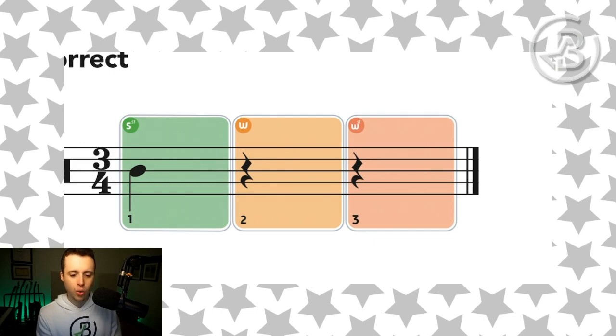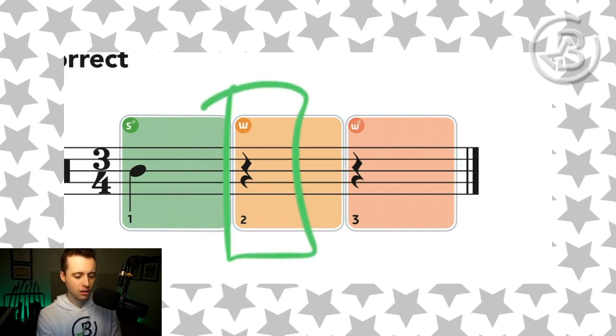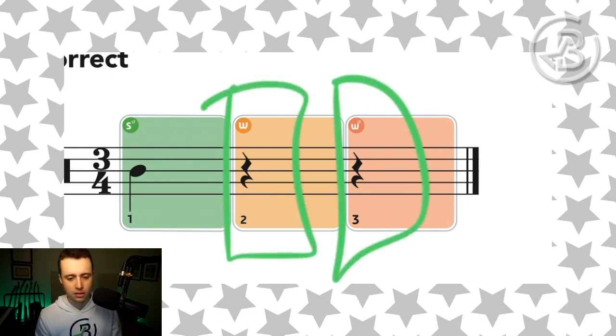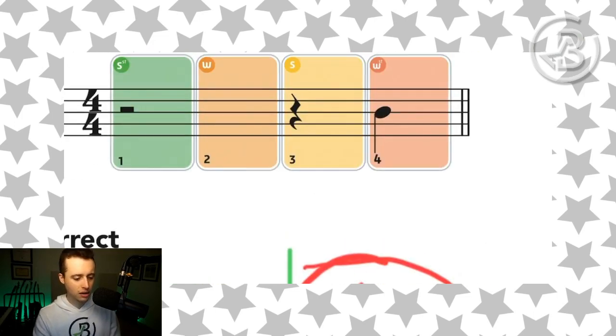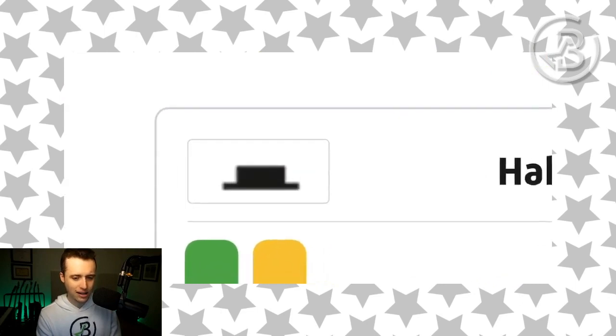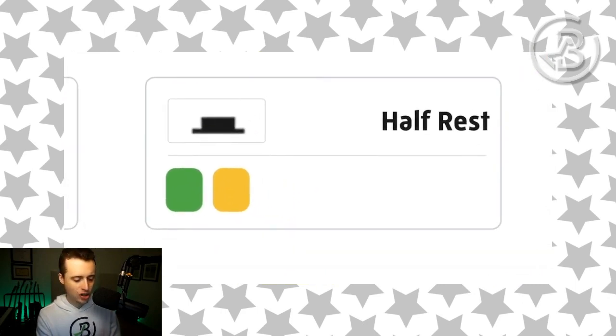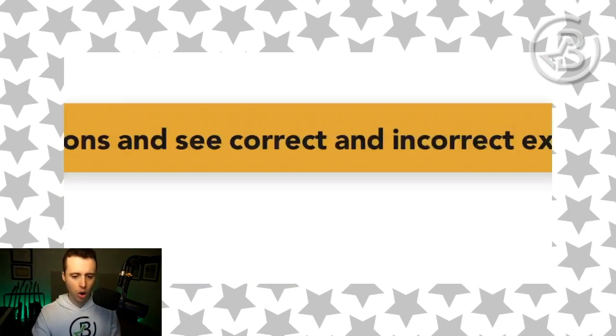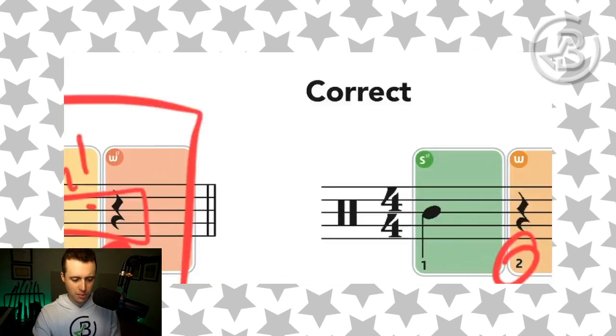So whenever you have a weak or weakest beat that you want to be silent, you need that quarter rest. You need the quarter rest. Always, always, always, always. We can go back, we can look at our colors, and sure enough, half rests, you see that? Half rests only go on green or yellow, they only go on strongest or strong. Only. No exceptions.